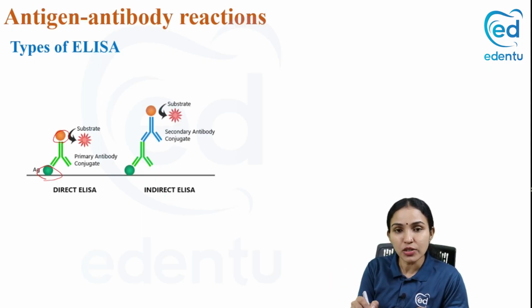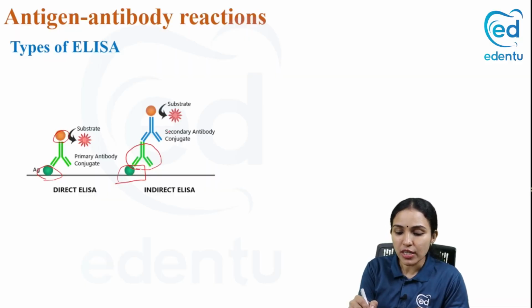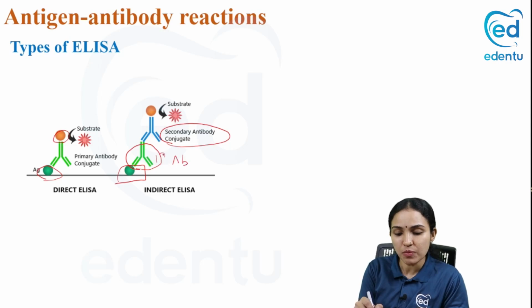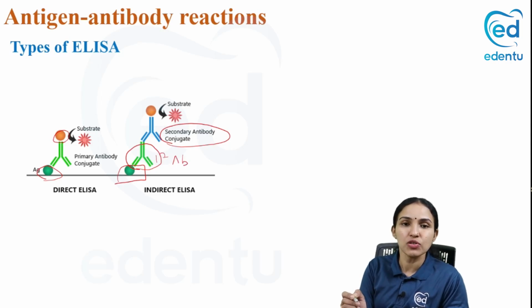In indirect ELISA, you want to find out the presence of antibody. For that, you're coating the well with an antigen already. You add the serum, so the antibody gets bound to this antigen. You add a secondary antibody conjugated with enzyme and you give a substrate. You get a color. So here there is a primary antibody which is present in the patient's serum and there is the secondary antibody which is conjugated.